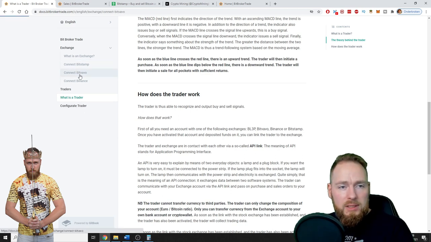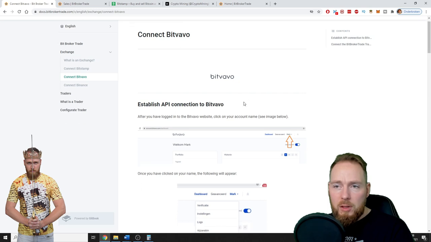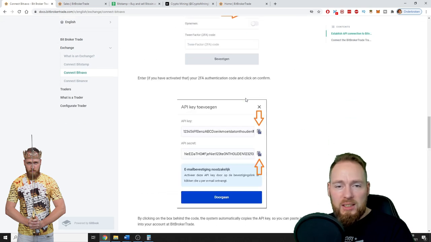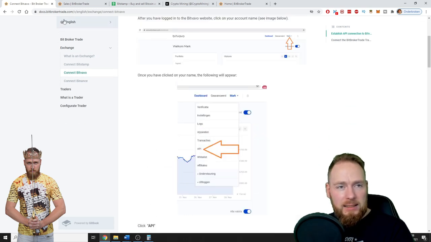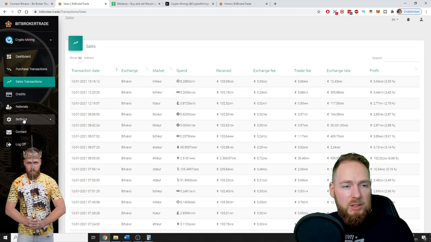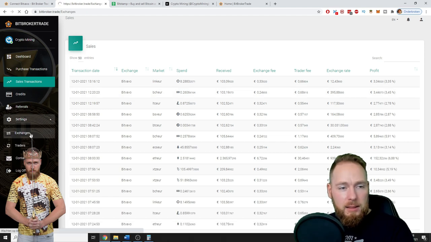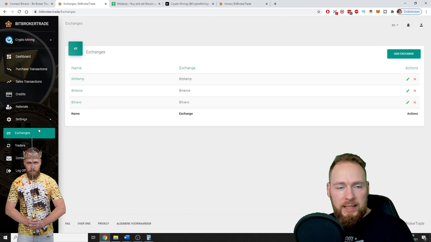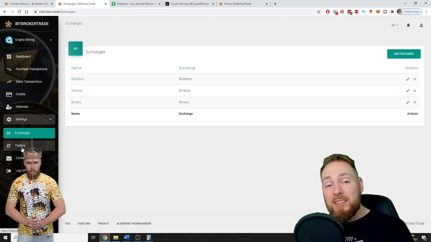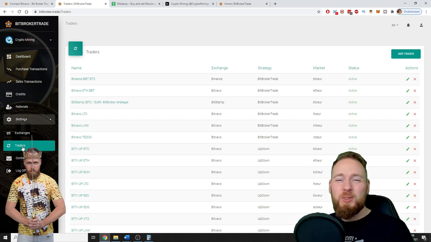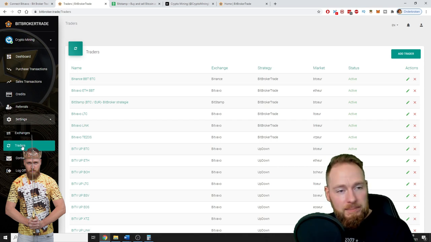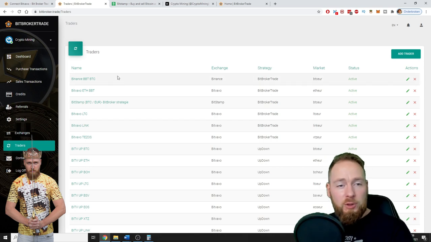So for example, connect Bitvavo. I'm not gonna explain to you how to do this. This is a step-by-step guide. It is super easy. So at settings, I have linked the three exchanges with API key, so the trader can only trade with your balance, cannot withdraw money. Very important, guys. So here you see all my traders.